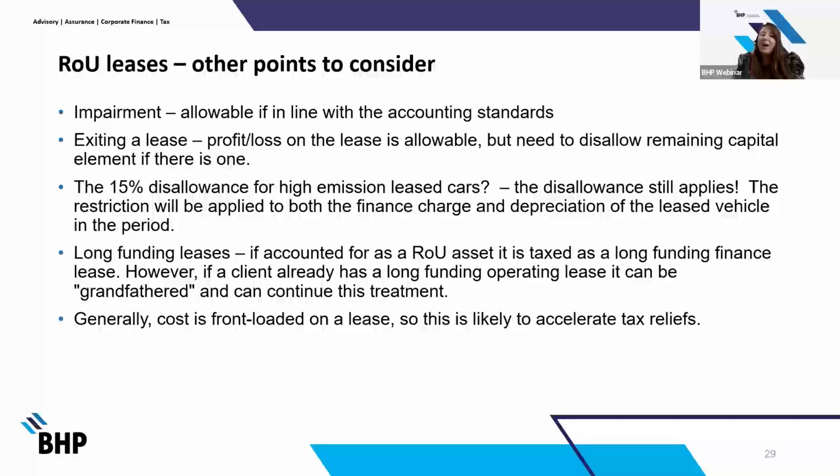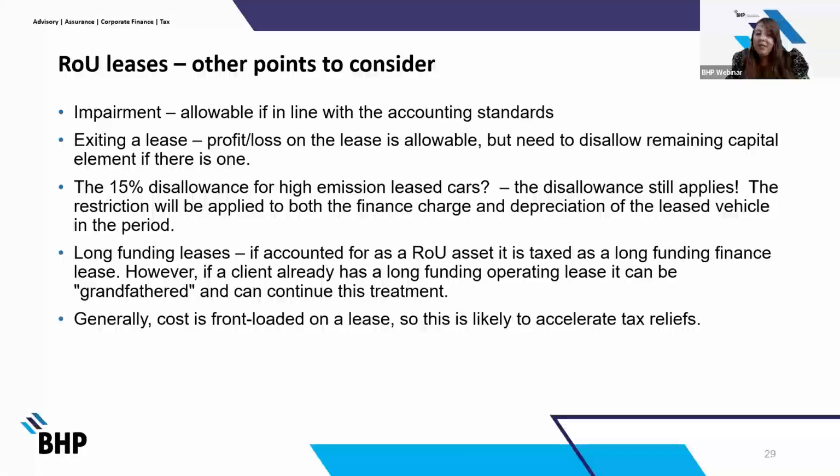Another question that comes up quite a lot is, what about the 15% disallowance for the high emission lease cars? Well, that's still going to apply, so we still have a lease of a vehicle. If it's still got high emissions under the definitions that we currently have, that restriction will still be applied. So we'll still need to know the CO2 emission of cars, we'll still need to know the lease payments per car, and that will be applied to both the finance charge element and the depreciation of the lease vehicle that's gone through the profit and loss account in respect of the now right of use asset.